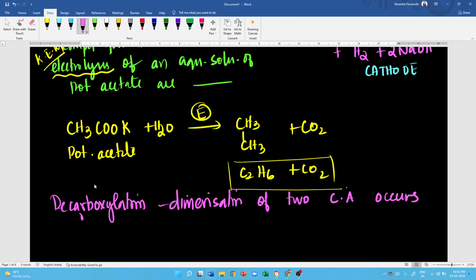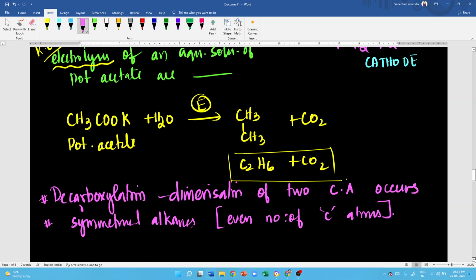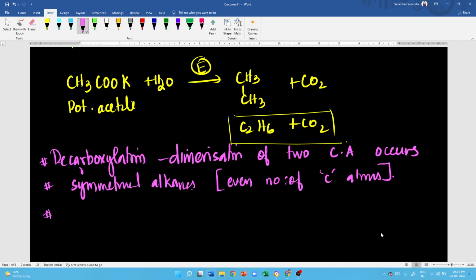And mainly this process is used to prepare symmetrical alkanes. Symmetrical alkanes, what does that mean? Alkanes with an even number of carbon atoms. Okay, here the question arises. Methane cannot be prepared by this method. That is the question asked in the Evaluate Yourself.